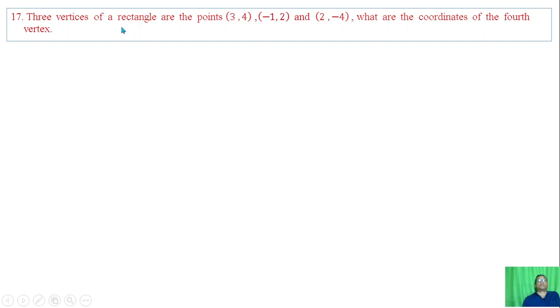Question 17. Three vertices of a rectangle are the points this. What are the coordinates of the fourth vertex?